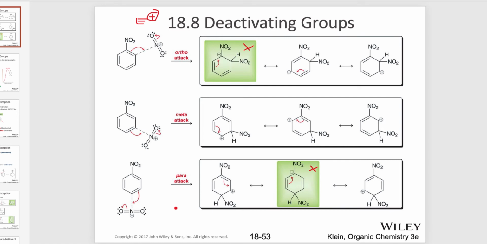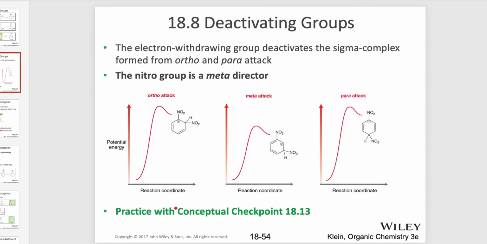And as we did before, we can look at an energy diagram. We see that, yeah, that positive charge next to the nitro group is really bad. And look how high this is in the energy, right? So here's your energy on this axis. The ortho attack, it looks really bad. The para attack looks really bad. And the most stable position is for the meta substitution product.